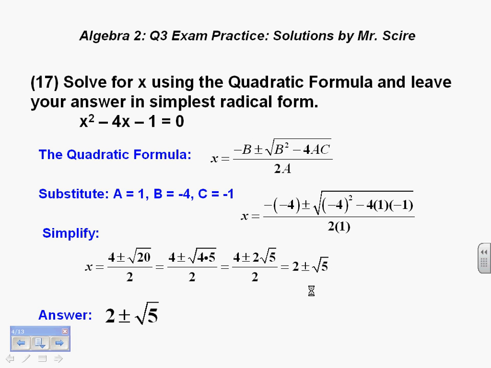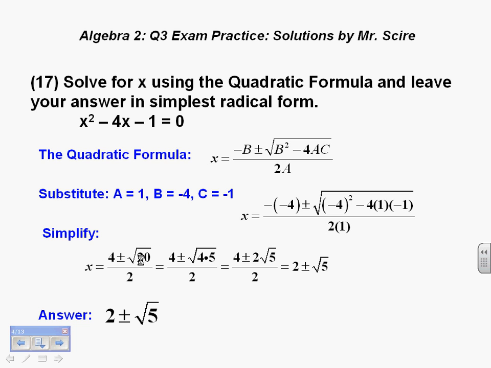Problem 17 asks us to solve a quadratic equation using the quadratic formula, which we know is minus b plus or minus the square root of b squared minus 4ac, all of that over 2a. So we go ahead now and identify the a, b, and c in our problem. A is 1, b is negative 4, c is also negative 1. So we substitute into the formula. We do the arithmetic. So we get 4 plus or minus the square root of 20 over 2.